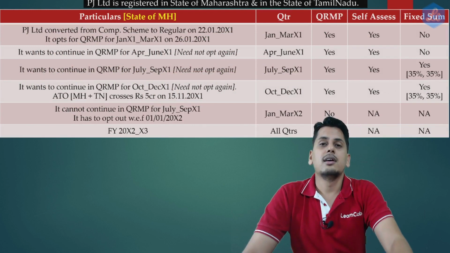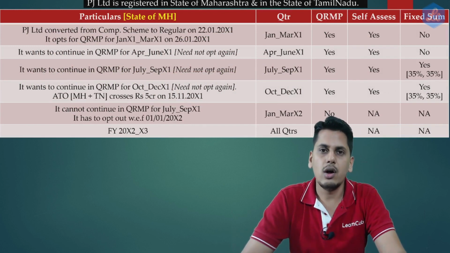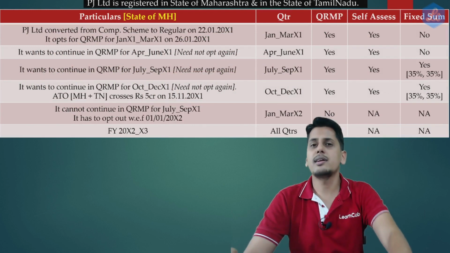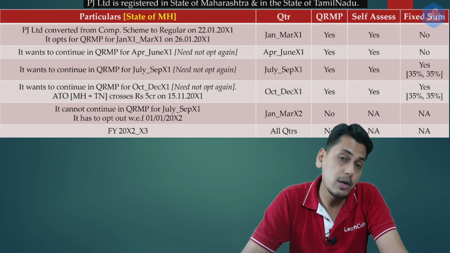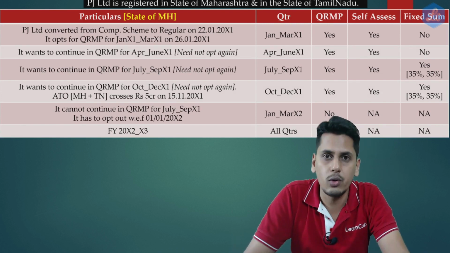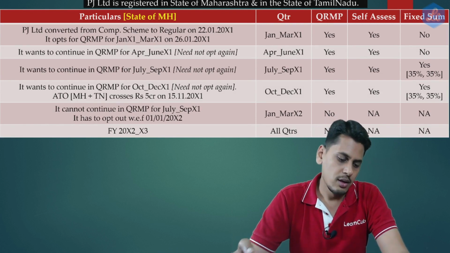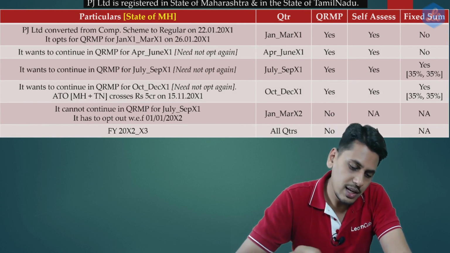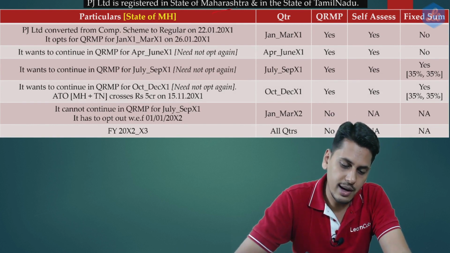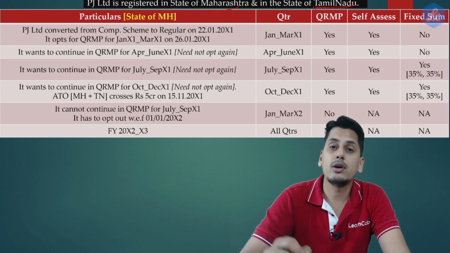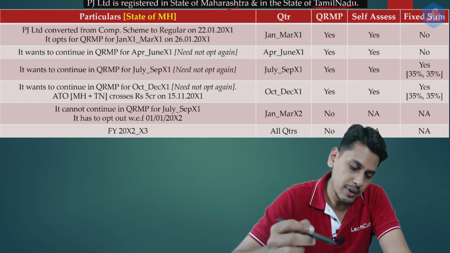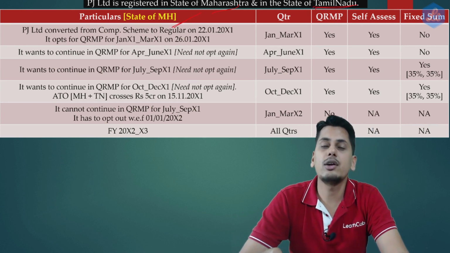Friends, let's take a master example on the QRMP scheme. If you have understood this, or if you are able to answer this, you really do not require any revision. So now friends, let's say PJ Limited is registered in the state of Maharashtra and also in the state of Tamil Nadu. Now the particulars which are given are for the state of Maharashtra.